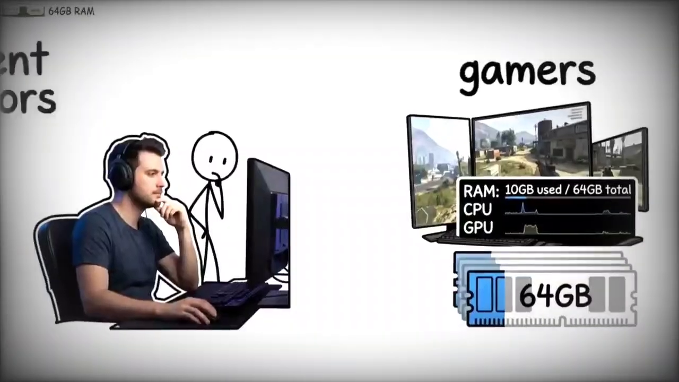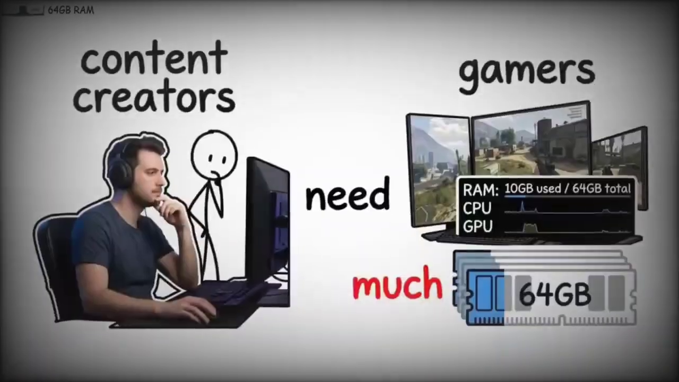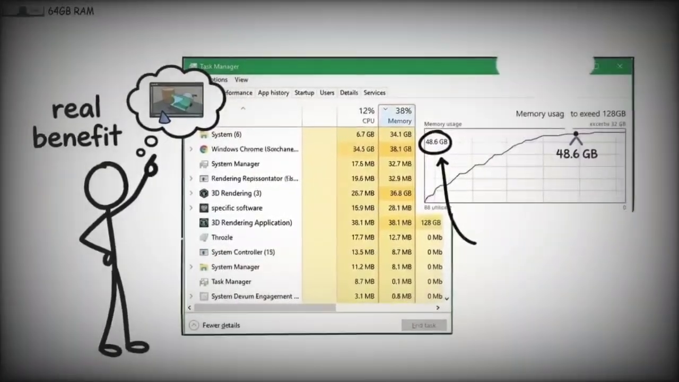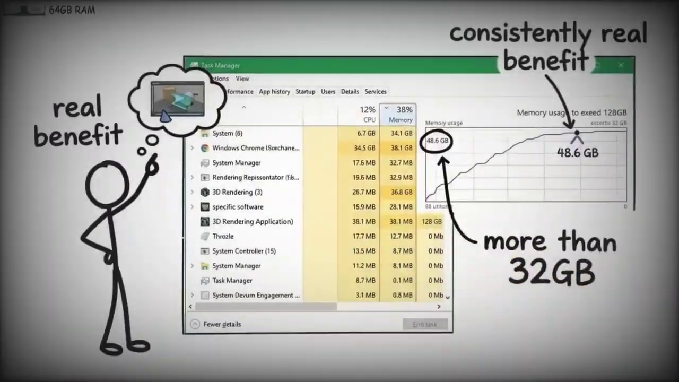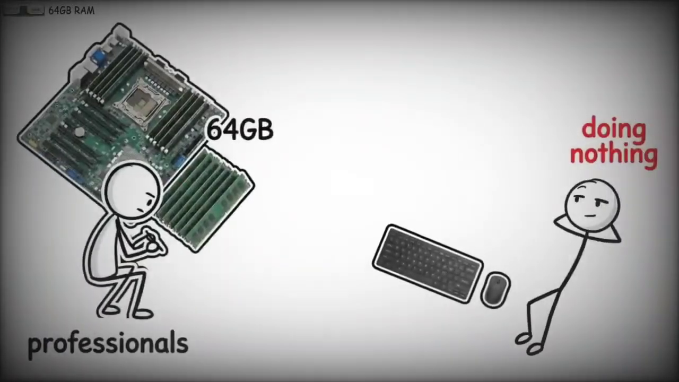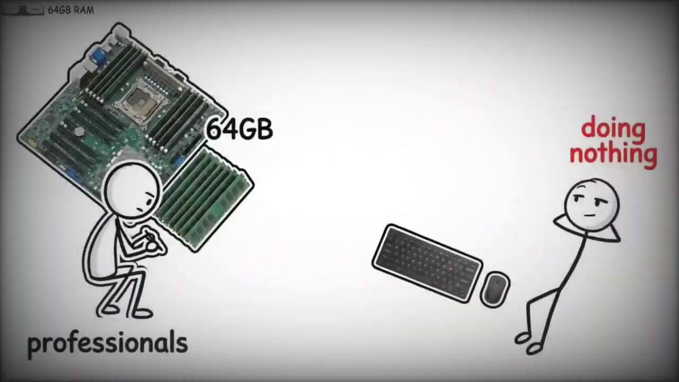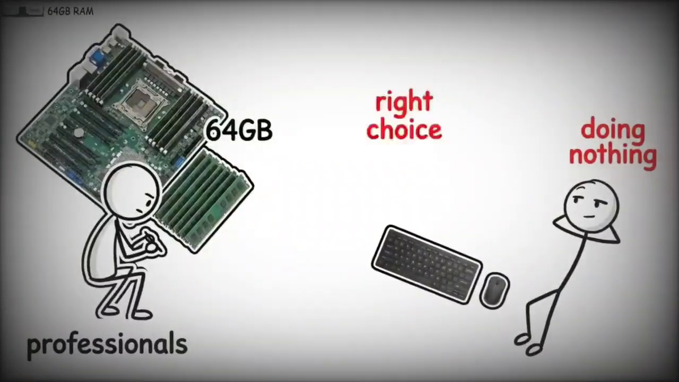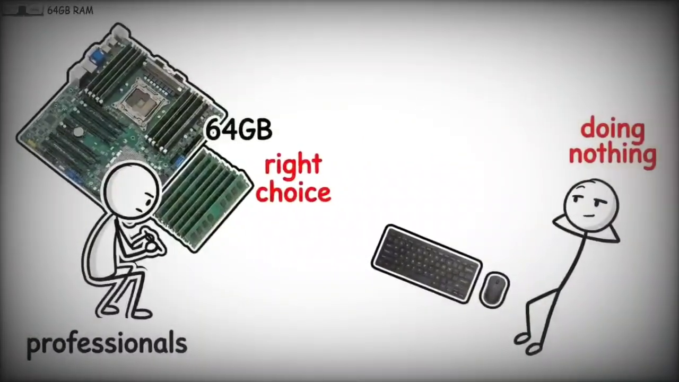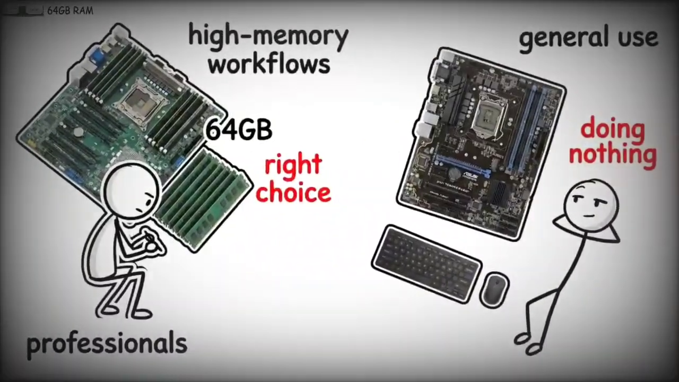Even most gamers and content creators don't need this much. You'll only see real benefit if your specific software is consistently using more than 32 gigabytes. Otherwise, your extra RAM just sits there doing nothing. 64 gigabytes is the right choice for professionals with specific high memory workflows, not for general use.